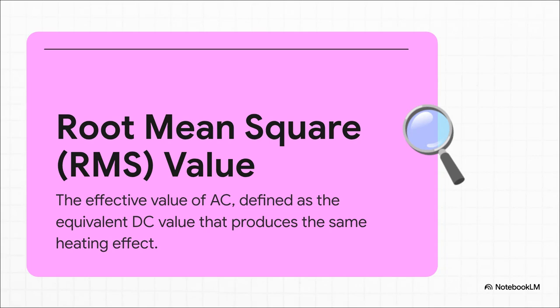So, you've got this current that's constantly changing, right? How in the world do you measure its power? I mean, if you averaged it out, it would just be zero. That's where something called the root mean square, or RMS value, comes in. It's basically a really smart way of asking one simple question. If I wanted to get the same heating effect from a DC current, what value would that DC current need to be? It gives us a real, practical number for AC power.